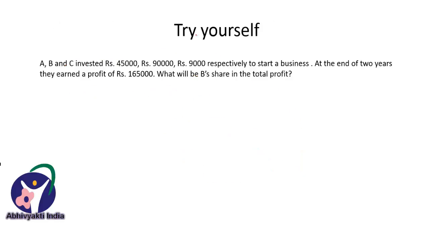It's your time. Try it yourself. A, B and C invested rupees 45,000, rupees 90,000 and rupees 9,000 respectively to start a business. At the end of 2 years, they earned a profit of rupees 1,65,000. What will be B's share in the total profit? Friends, solve it and give your answer through comments and the method you have used to solve it.